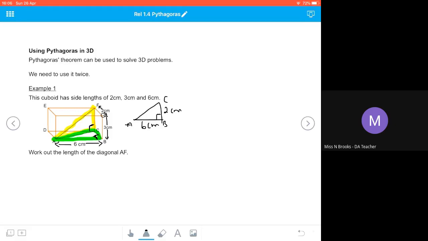So let's apply Pythagoras to our first triangle. We're going to go to our right angle and draw an arrow. We don't know what AC is, so we know that we're going to be adding. So we've got AC squared equals 2 squared plus 6 squared. And that gives me 36 plus 4 is 40. And then if I wanted to work out what AC is, I would square root that, and I'm going to leave it as an exact value. I'm not going to do any rounding.